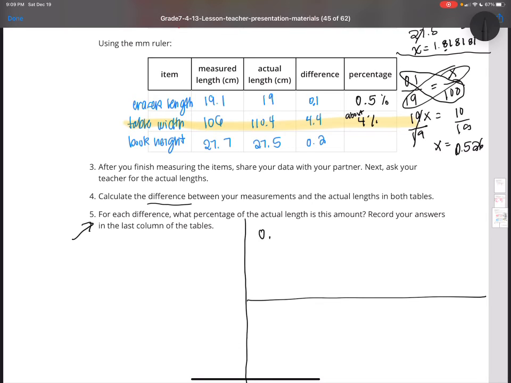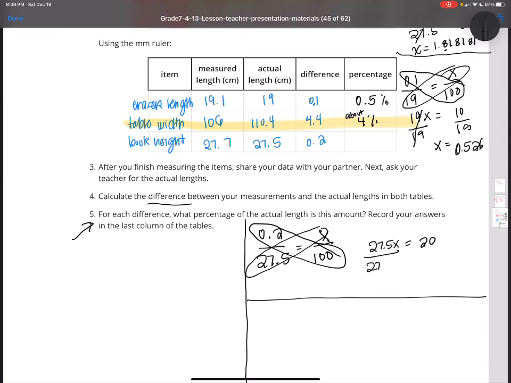So what I'm going to do is 2/10 over the actual, which is 27.5, is equal to percent or x over 100, which the x is representing the percent error or the measurement percent error. I'm going to cross multiply. Okay. And I should get 20 is equal to 27.5x.